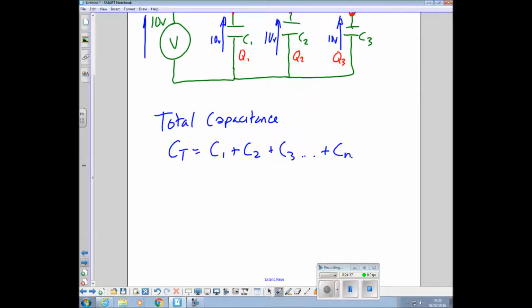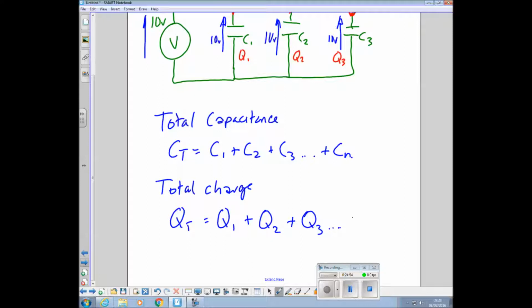And total charge QT, Q1 plus Q2 plus Q3 plus Qn, any number of charges. That means they're all connected in one parallel combination. Yeah?